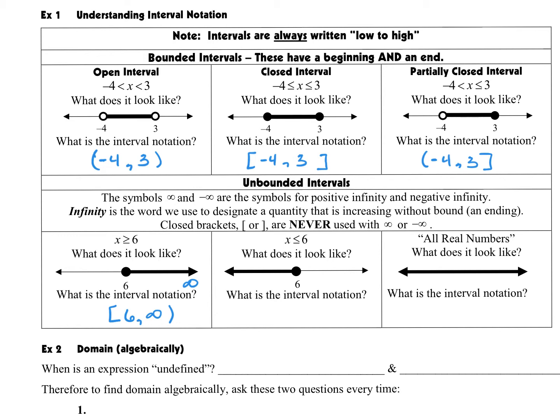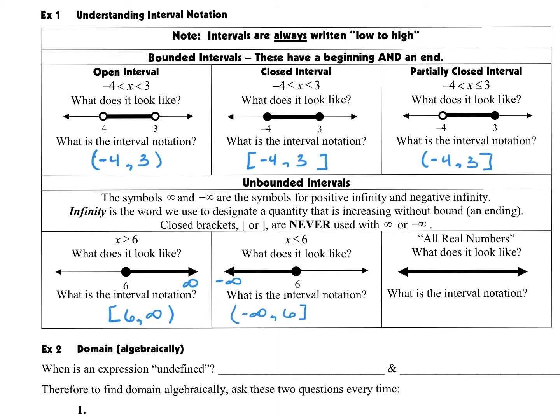Same thing's going to happen on our next, but now we're going to put a negative infinity here. So when we translate that, the negative infinity will have a parenthesis, comma. We're going to go to the 6, and since that's a closed circle, we use a bracket.